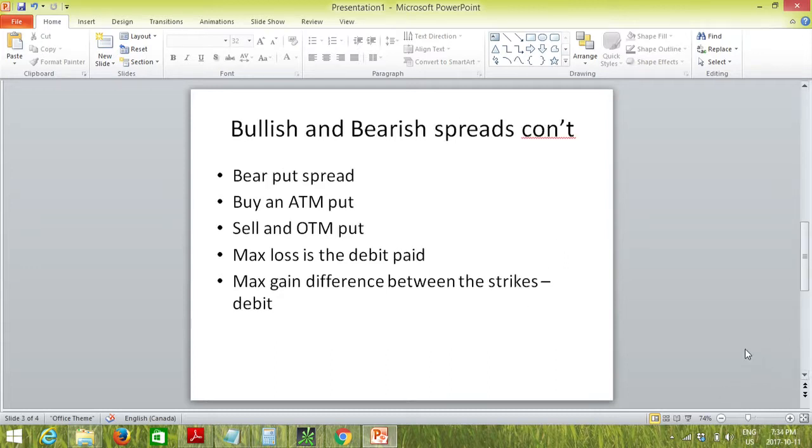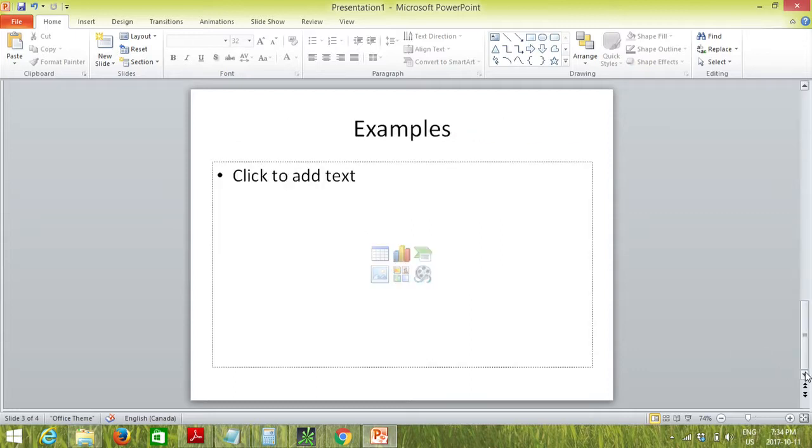Okay, and conversely, the bear put spread, just the opposite, except you're using puts, right? You're buying an at the money put and selling an out of the money put. Again, max loss is the same thing. That's your debit paid. Okay, and the max gain, of course, is the difference between the strikes minus the debit on there. All right, so let's take a look at some examples on here.